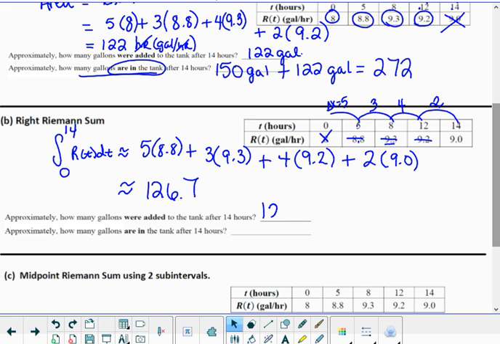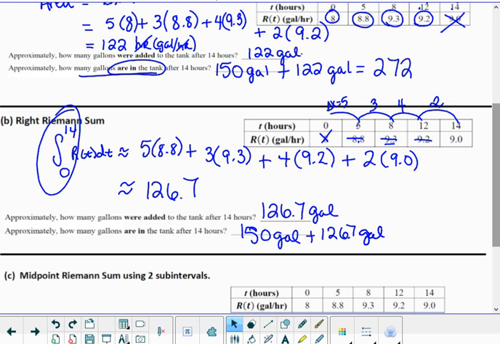How many gallons were added over those 14 hours? Notice how our integral says 0 to 14 was 127. We started with 150 gallons initially at time 0, add in the 126.7 gallons, and now the tank contains, at the end of 14 hours, 276.7 gallons total.